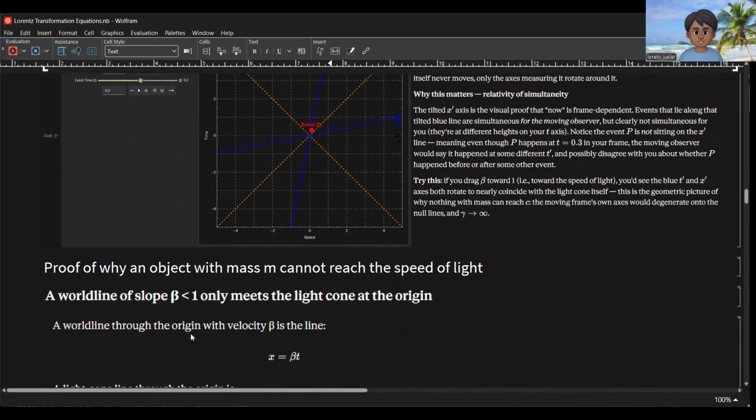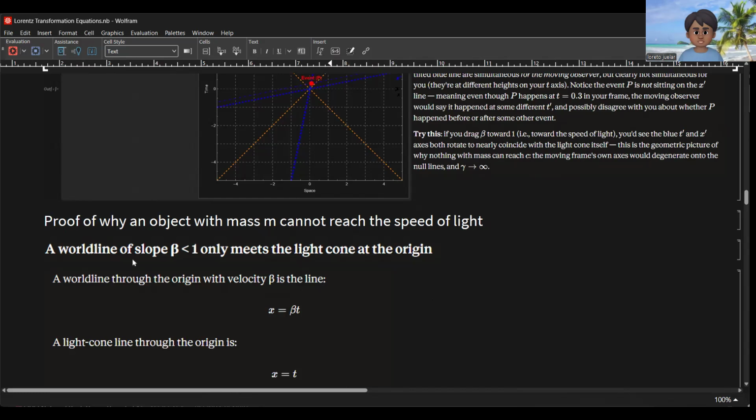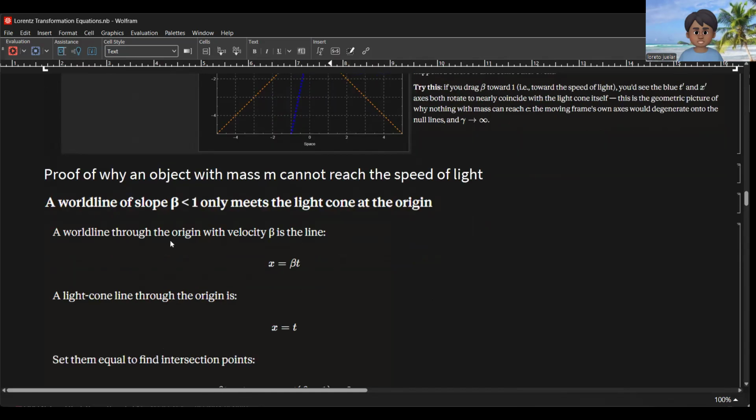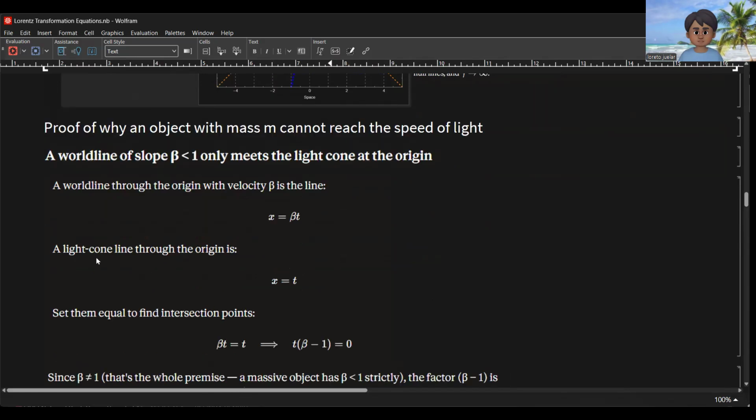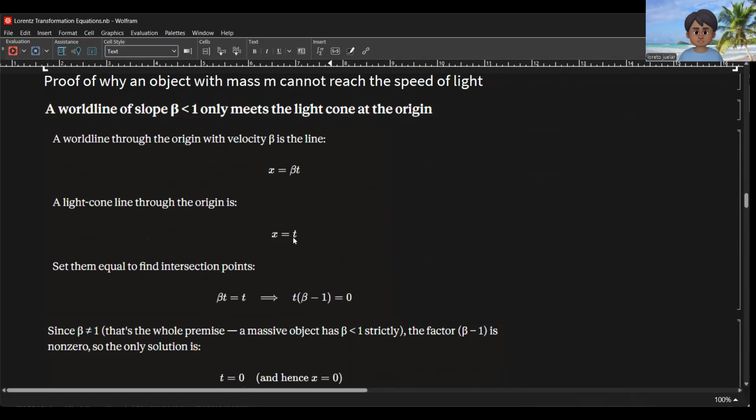Now we have a proof of why an object with mass m cannot reach the speed of light. We have a world line of slope beta here, which only meets the light cone at the origin. A world line through the origin with velocity v is the line x equal to beta times t. A light cone line through the origin is x equal to t. This is for the speed of light.